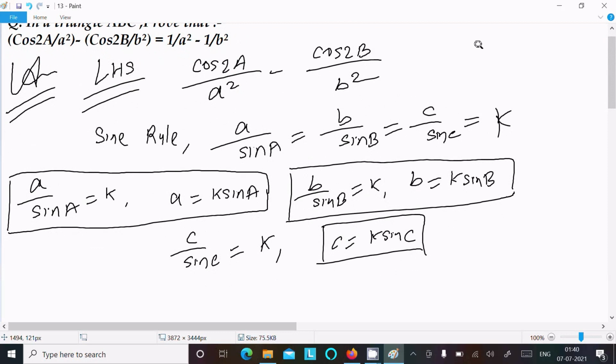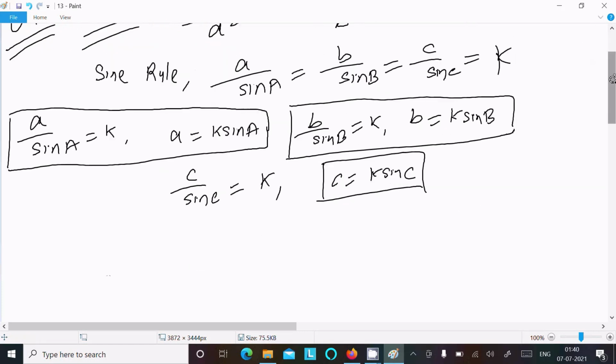Now we have a formula for cos2A. We can write cos2A equals 2 cos square A minus 1. If I use this formula, solving will be more complicated. Now another formula is cos2A equals 1 minus 2 sine square A. If I use this formula, we can easily solve it.